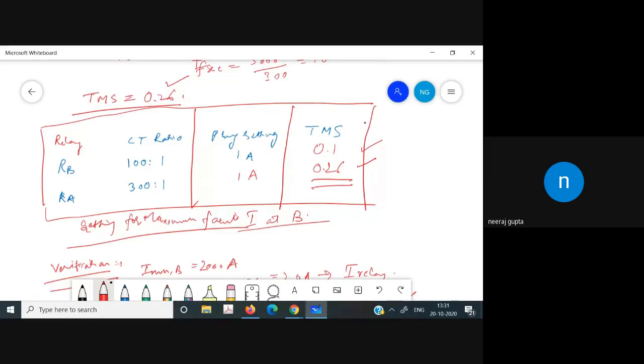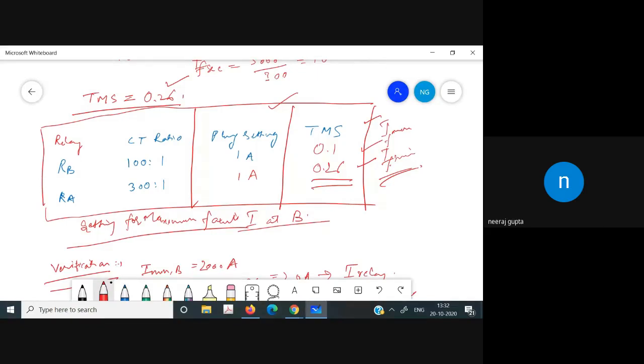So this is how the setting can be done. We have done the setting for the maximum fault current, and then we check that with the minimum fault current and see whether the selectivity is maintained or not. So this is the perfect setting for this type of relay.